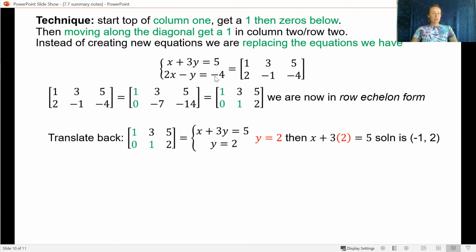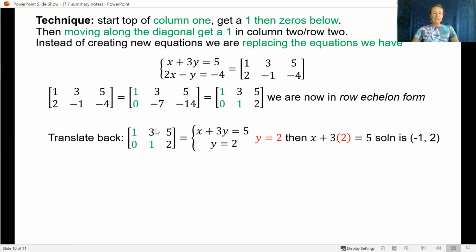So essentially what we're doing is the same thing we did with elimination in our systems of equations. We're just writing them in matrix form, which is a little more systematic in how we eliminate variables. And it's self-contained in that we don't come up with a bunch of new equations. We just replace our old equations.